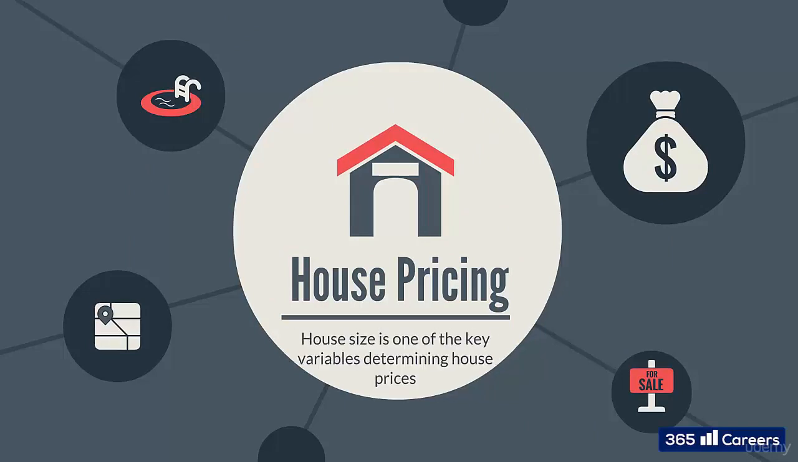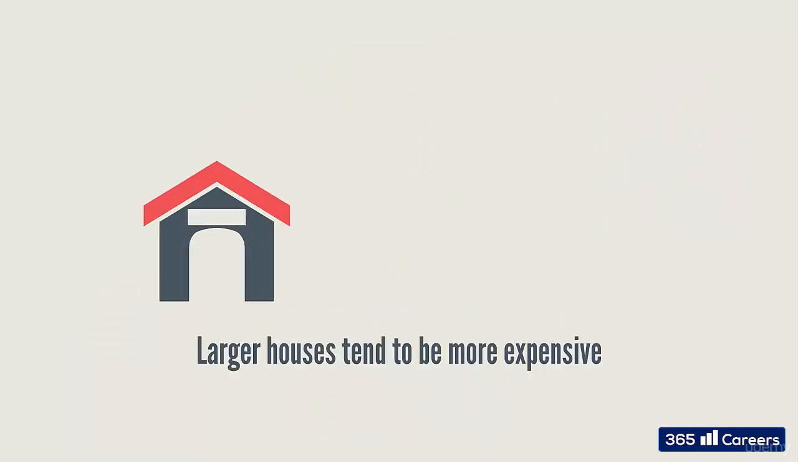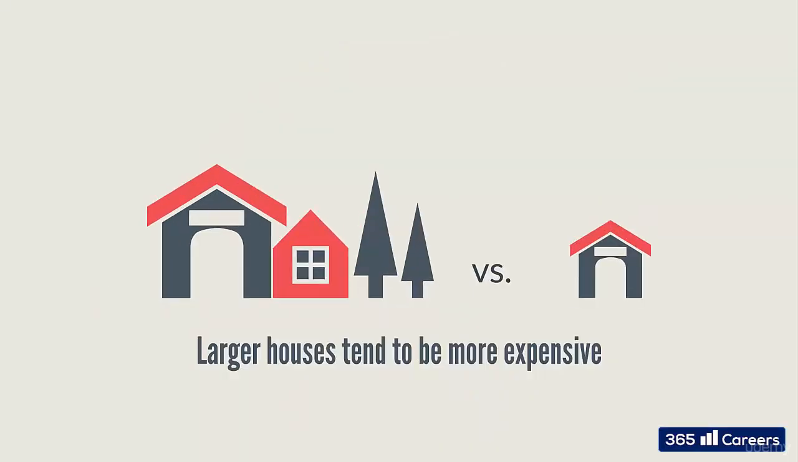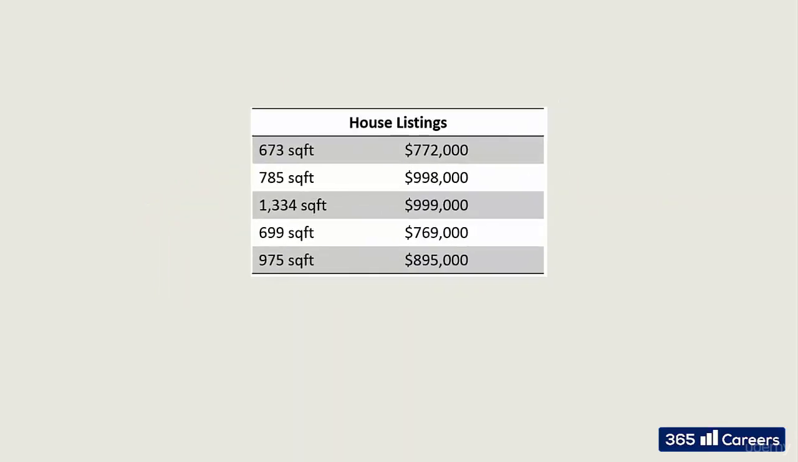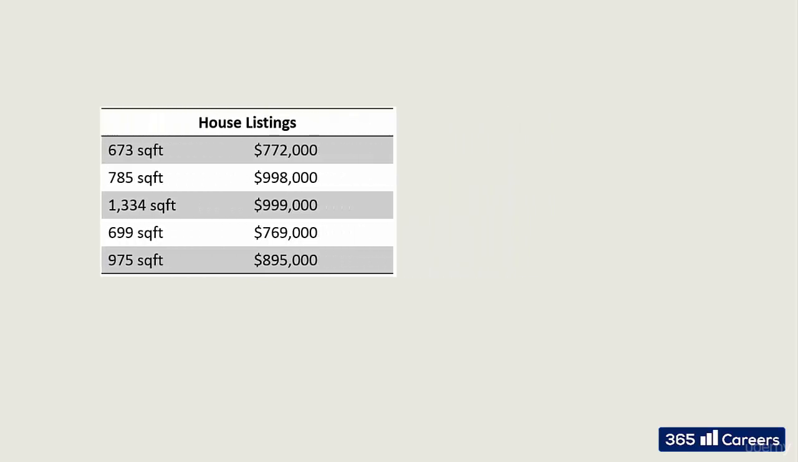Which is one of the main factors that determine house prices? Their size, right? Typically, larger houses are more expensive, as people like having extra space. The table you see here shows us data about several houses. On the left side, we can see the size of each house, and on the right, we have the price at which it's been listed in a local newspaper.